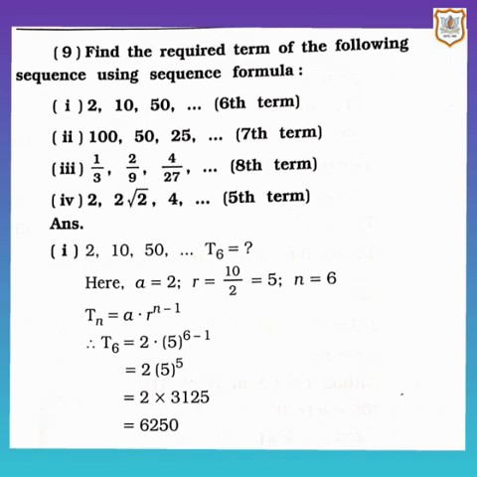Applying the formula Tn is equal to A multiplied by R to the power n minus 1. We'll put the value of A is 2, R is 5, N is 6. So 5 to the power 6 minus 1. That will give you 2 multiplied by 5 to the power 5. 5 to the power 5 is 3125. So 2 multiplied by 3125 is 6250. So T6, the 6th term, is 6250. Let's solve the next sum.